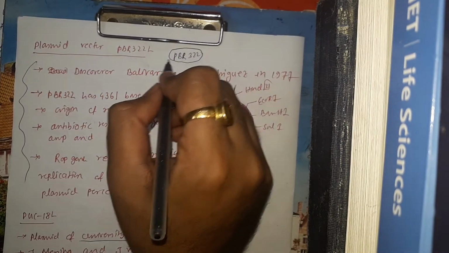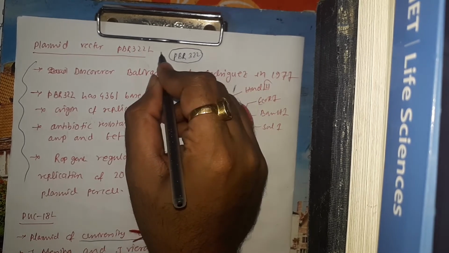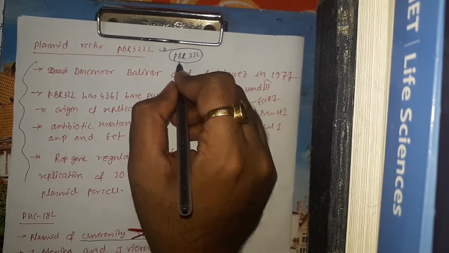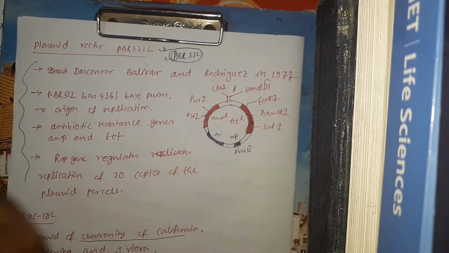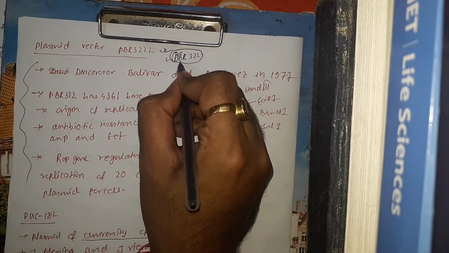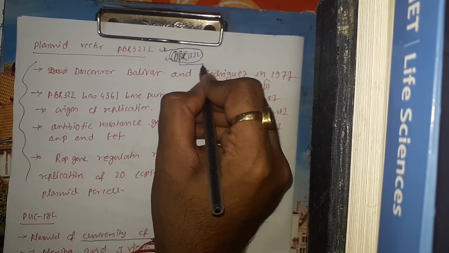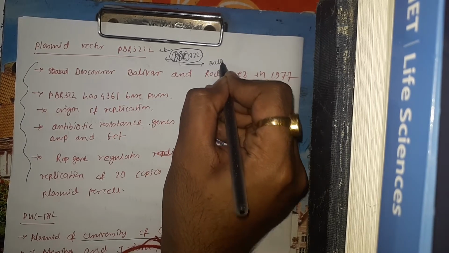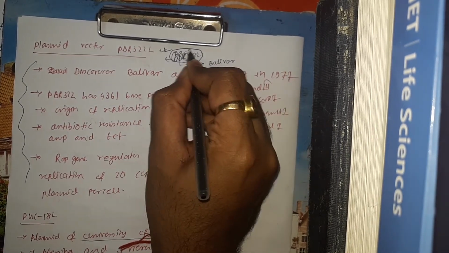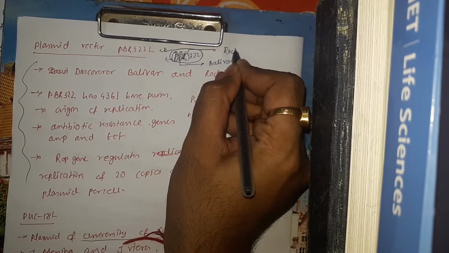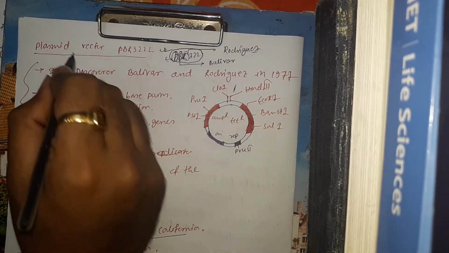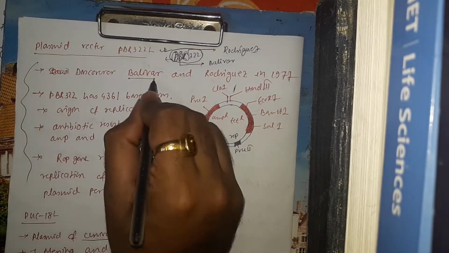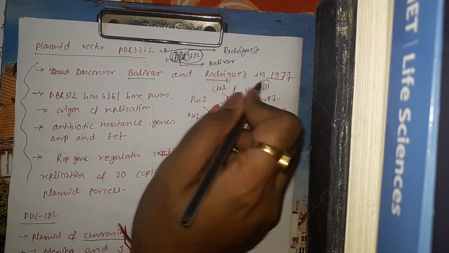So first of all, let's focus on the term pBR322. This is a plasmid vector, and the B and R represent the names of its inventors. One is Bolivar and another one is Rodriguez. They invented plasmid vector pBR322 in the year 1977.